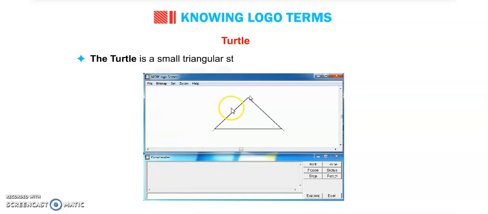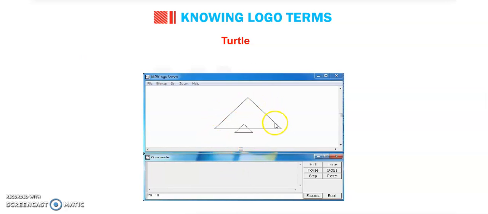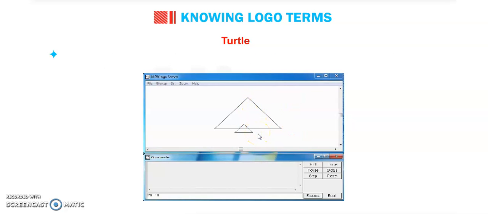I have already told you this is the turtle triangle. You can see this is called the turtle. It is a small triangular structure that obeys only Logo commands. It has two parts. The pointed top of the turtle is known as the head and the bottom part of it is known as the tail.